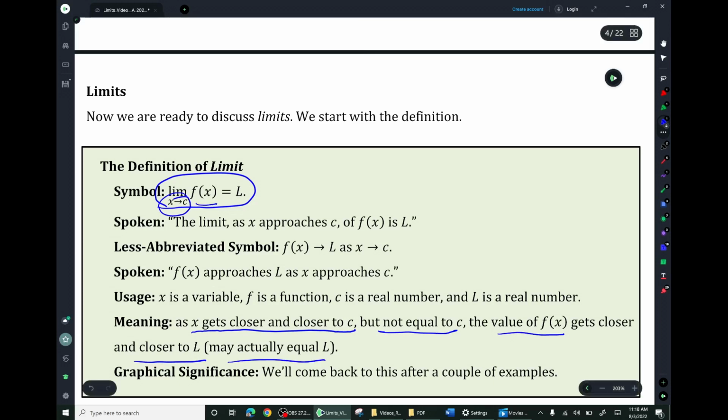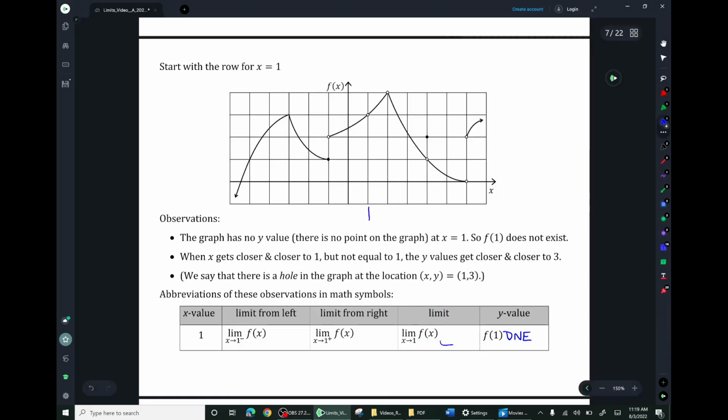Now notice that in our table, we're missing this. So our job in the table is going to be to figure out what number L would go there. So our job, again, is to figure out what will go in this spot on the table. Well, to figure that out, we need to investigate what happens on our graph when x gets closer and closer to 1, but not equal to 1. Let's draw some lines on this graph to figure that out.